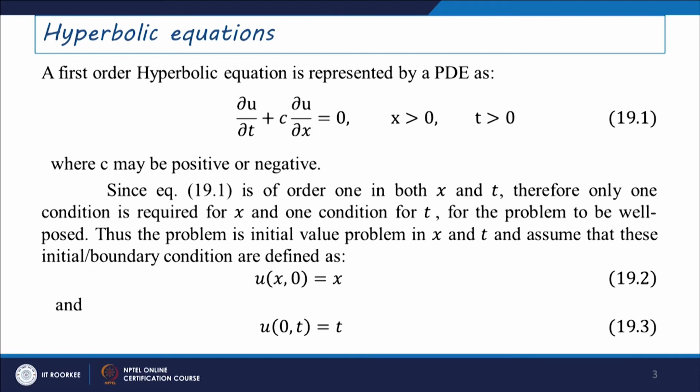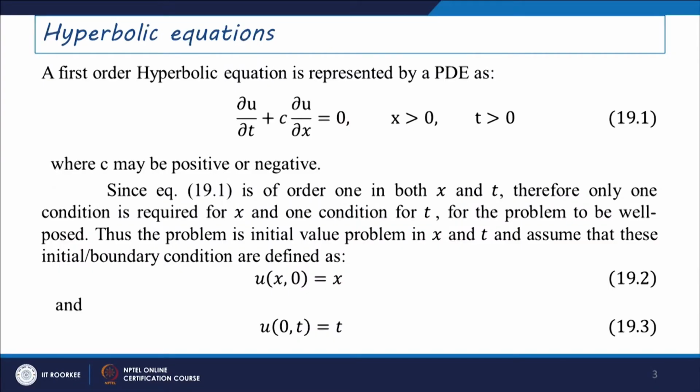If we go for hyperbolic equations of first order, this equation can be written as del u by del t plus c del u by del x equals 0. We will have x greater than 0 and t greater than 0, where c may be positive or negative, since it always depends on the physical phenomenon how c can behave.